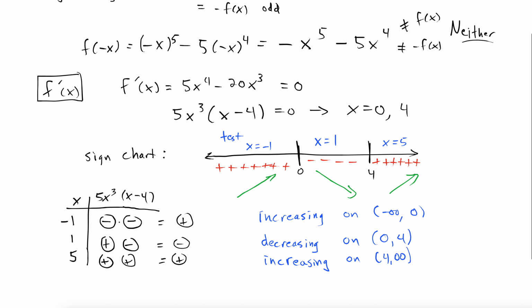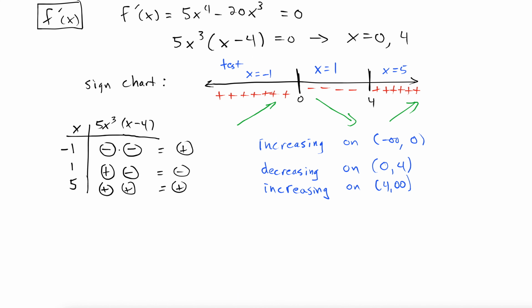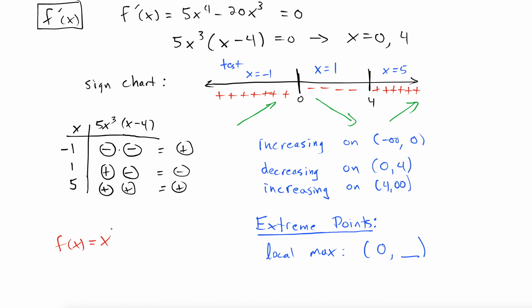From here we can get our extreme points. We know from the first derivative test that when a function goes from increasing to decreasing, that gives us a local max. So we have our local max at x equals 0. But what's the y value? We have to plug back into our original function. So remember, our original function all the way back at the beginning of this was x to the 5th minus 5x to the 4th. So f of 0 is 0. So we have our local max at 0, 0.